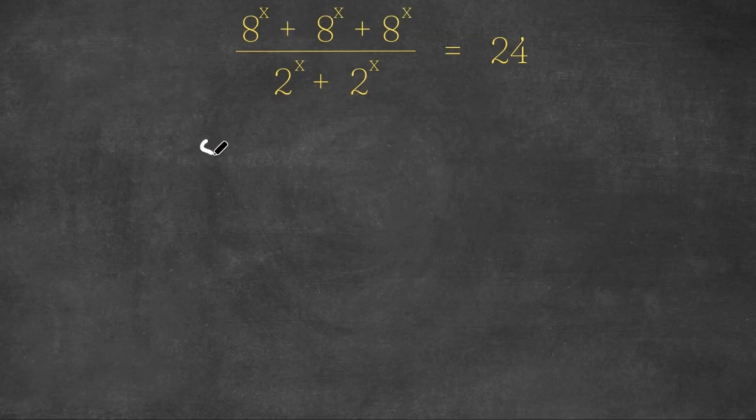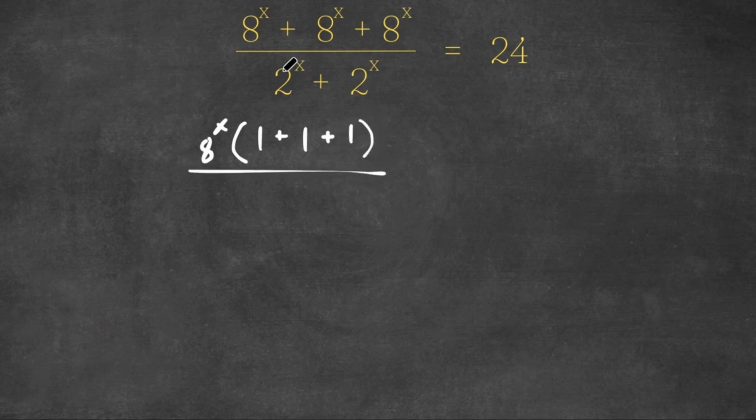x from the numerator. So now we have a to the power of x times, now a to the power of x divided by a to the power of x is 1 plus, same thing, a to the power of x divided by a to the power of x is 1 plus, again, 1. And now we're dividing this by, now I'm going to factor out 2 to the power of x from the denominator. So now I have 2 to the power of x times 2 to the power of x divided by 2 to the power of x is 1 plus, same thing, 1. This is equal to 24.